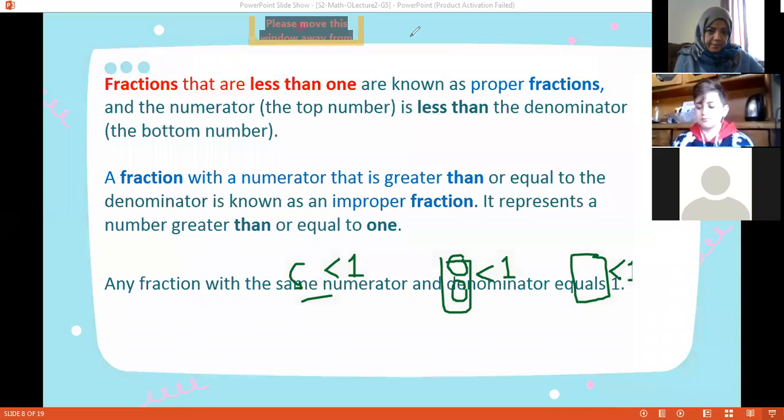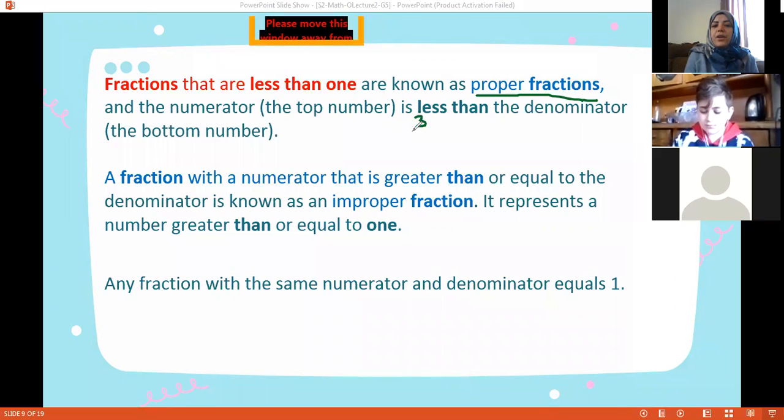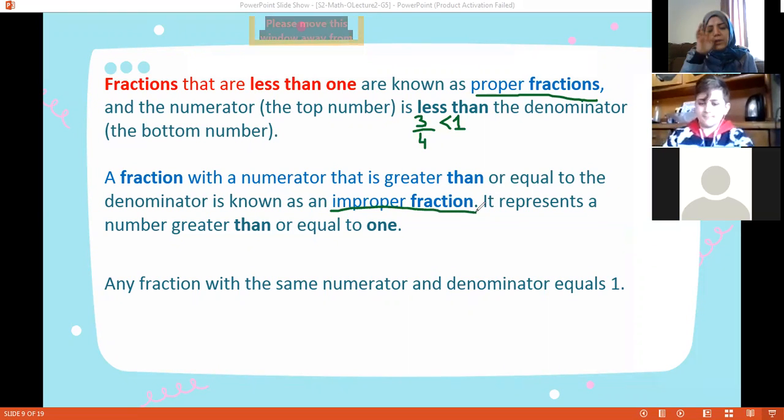Is this clear? Yes. Okay, so fractions that are less than 1, we call them proper fractions, and the numerator is less than the denominator. If we take an example like 3 over 4, it is less than 1 because the numerator is less than the denominator, and we call it a proper fraction. In the second case, if the fraction is greater than or equal to 1, we call it an improper fraction.